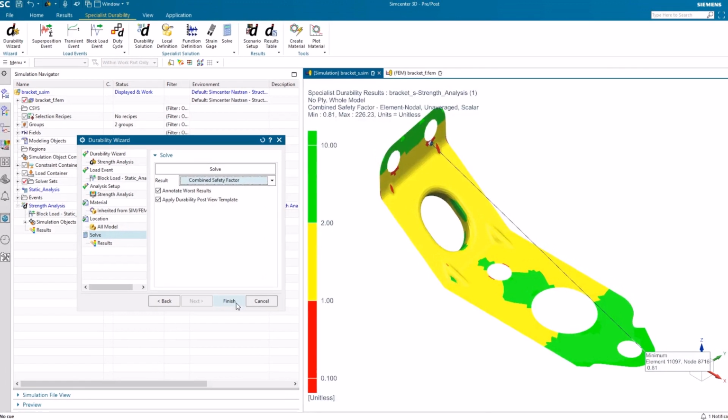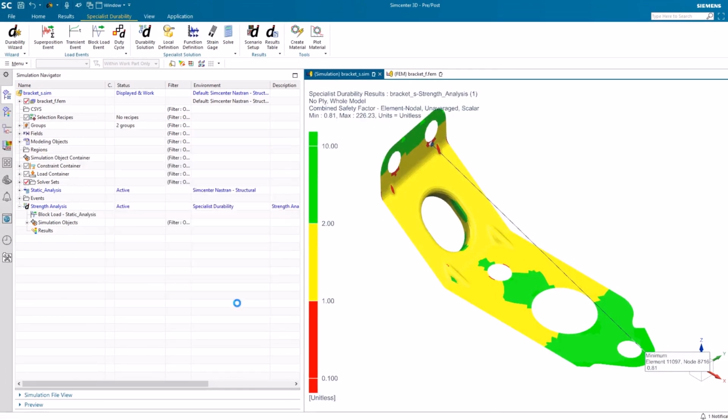Durability Wizard solutions are saved in the sim and can be modified in the same way as a regular durability solution.